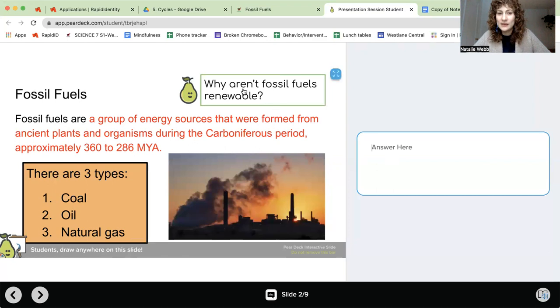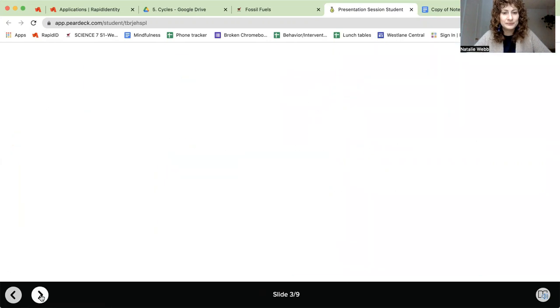So pause and answer this question right here. Why aren't fossil fuels renewable? Remember, renewable means that nature will replenish them about as quickly as we use them up. For instance, trees are renewable because we can cut down trees and plant another one, and given maybe 7 to 10 years, we have another tree that we could use. So why aren't fossil fuels renewable?